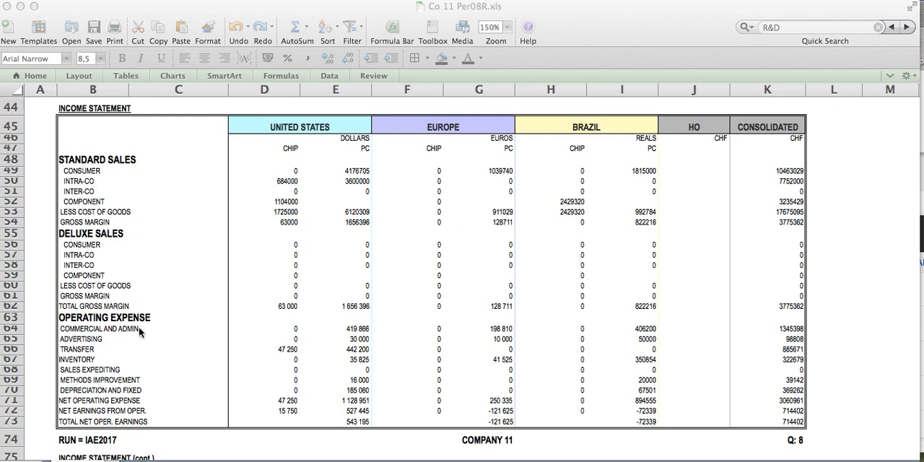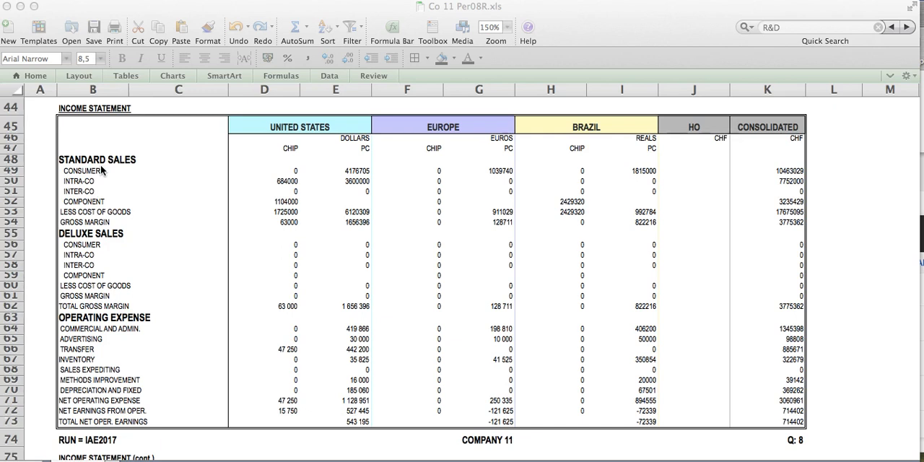The first part of the table, which we will cover, goes from standard sales to net operating earnings. Standard sales are the sales of the standard product. The sales of the standard product, like the sales of the deluxe products, are broken down into four categories: consumer sales, intra-company sales, intercompany sales, component usage.